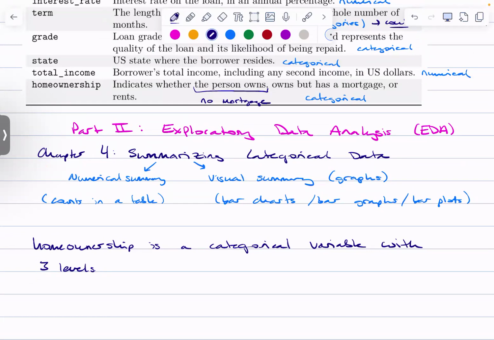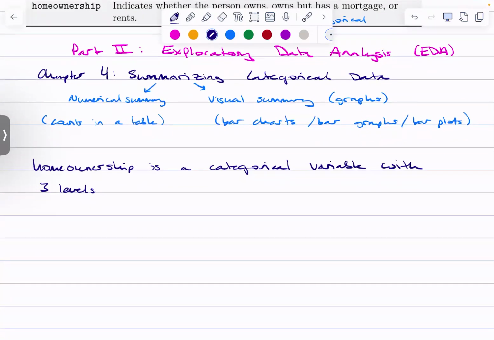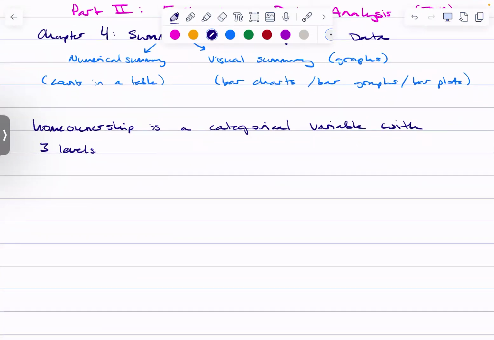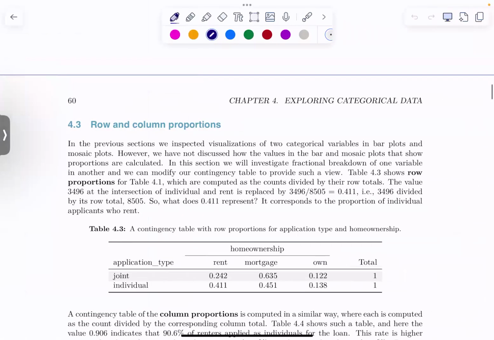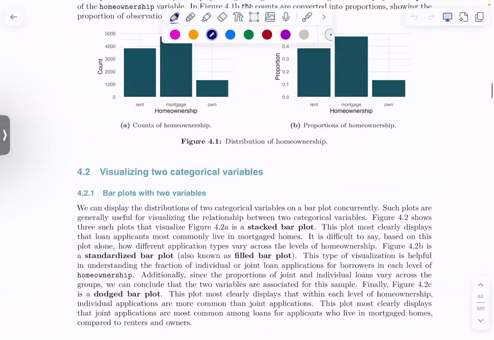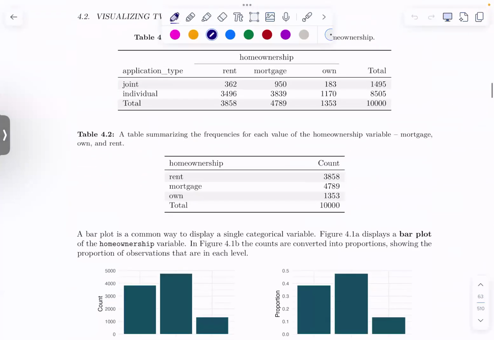If we do a numerical summary, that's going to be counts in a table, pretty straightforward stuff. Each of the levels has some count, and the 3 levels should be exhaustive, so it should cover all your data points. Okay. And it's going to look something like, it jumped me around, so let me just find it. Something like this.